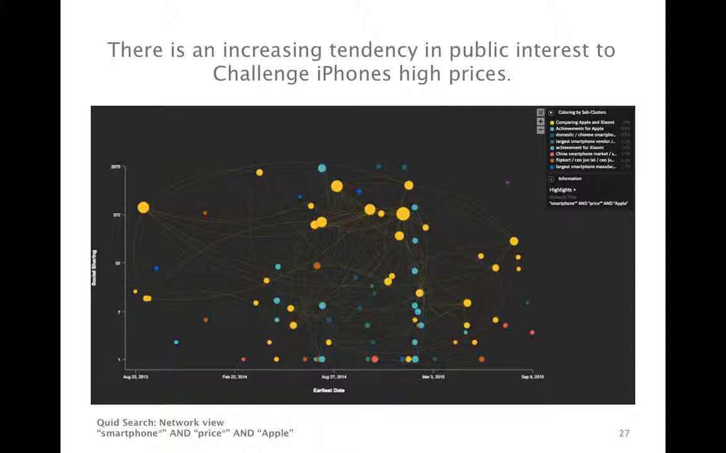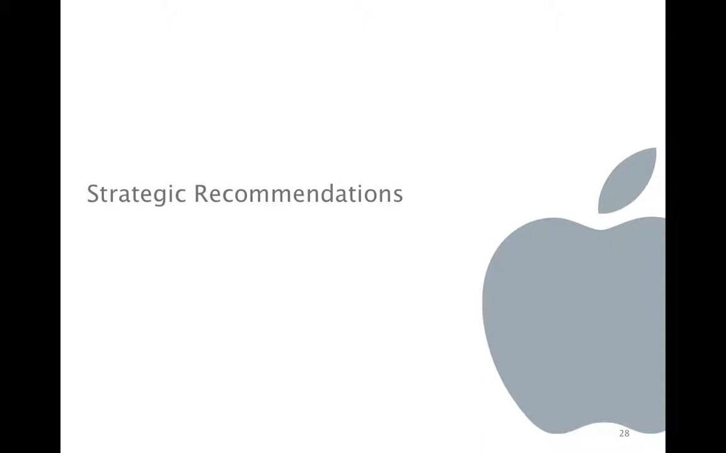The company was surpassed in 2014 by Xiaomi, which became the number one smartphone firm in China. In summary, Apple is increasingly becoming dependent on iPhone sales, while there is also a tendency in public interest to challenge iPhone high prices. To close, here are our strategic recommendations.